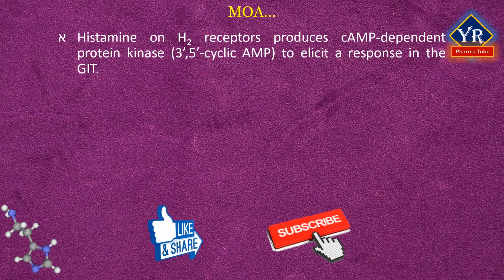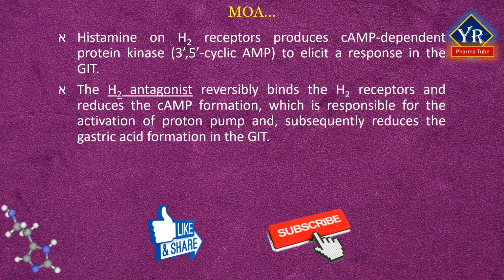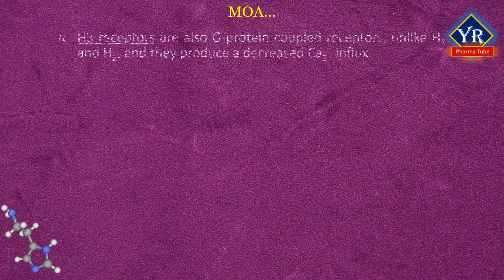Histamine on H2 receptors produces cyclic AMP dependent protein kinase activation, that is 3',5'-cyclic adenosine monophosphate, to elicit a response in the gastrointestinal tract. The H2 antagonist reversibly binds the H2 receptors and reduces the cAMP formation, which is responsible for the activation of the proton pump, and subsequently reduces the gastric acid formation in the GIT. H3 receptors are also G protein coupled receptors.